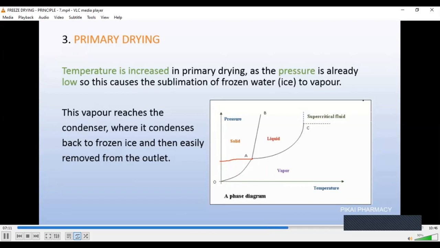And now this vapor reaches the condenser, that is the ice condenser, which is a separate unit from the drying chamber. It is a separate unit where the vapor reaches and again condenses back to frozen ice. So the vapor is again converted to solid ice in a separate chamber, which is known as the condenser. And this frozen ice, that is solid, is very easy to be removed by the outlet. So this is how we can achieve drying, that is the removal of water from our substance, maybe it can be a drug or any biological product.